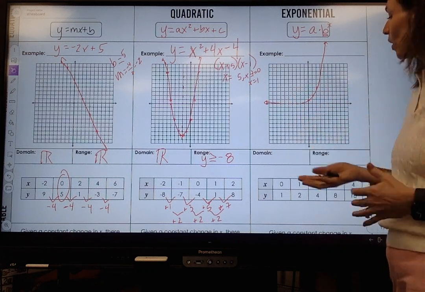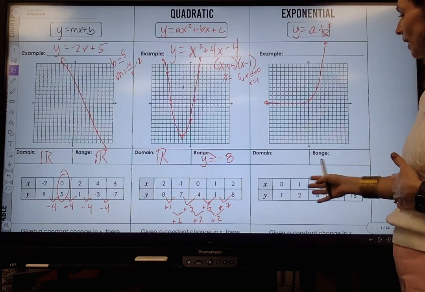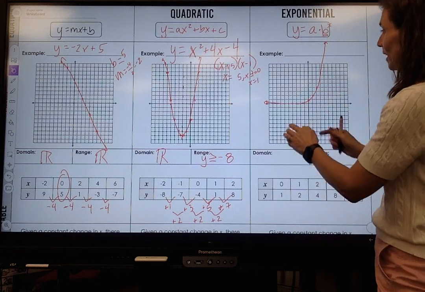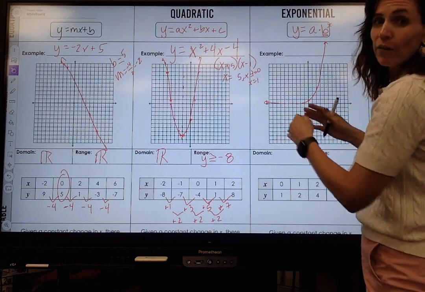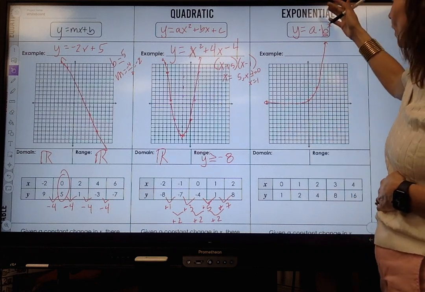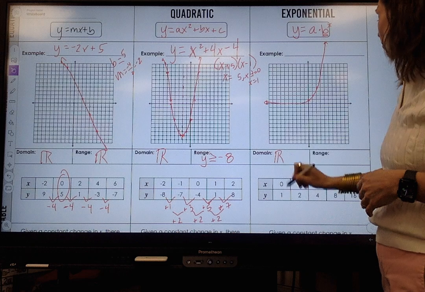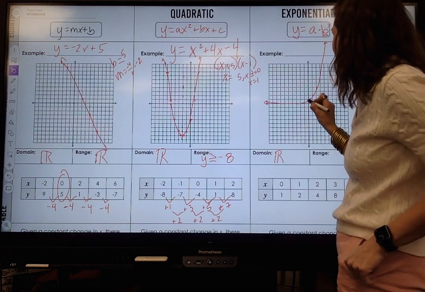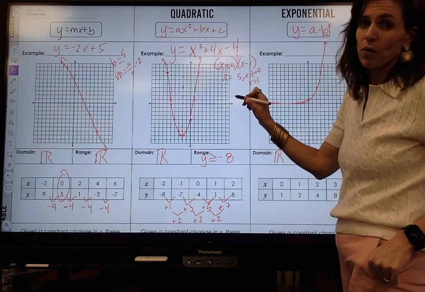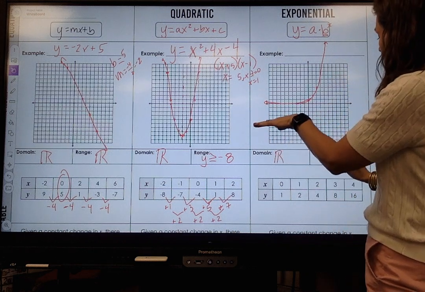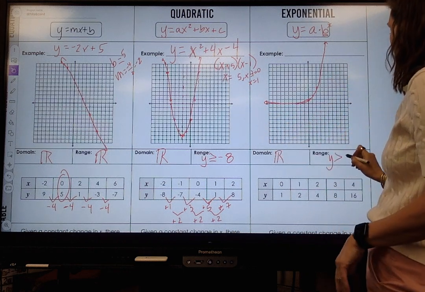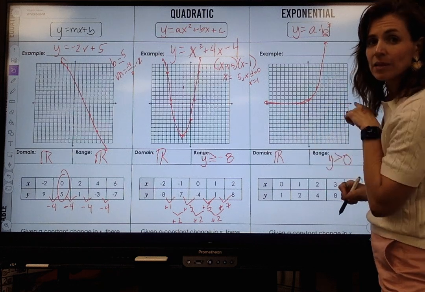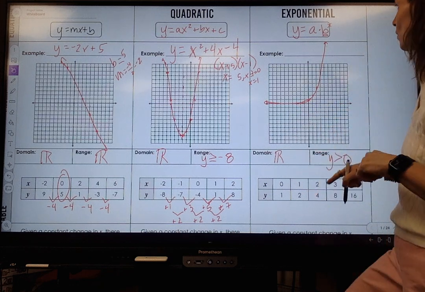Well, how do we know from a table of values? Well, hang on. First, let's do domain. How far left does it go? It goes forever. How far right does it go? It goes forever. So my domain is all real numbers. My range, how far down does it go? It's never going to exactly touch 0. So my range is going to be y is greater than 0 because this x-axis represents an asymptote, which we'll talk about later in this unit.